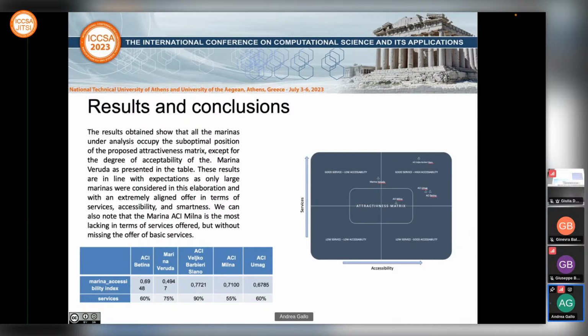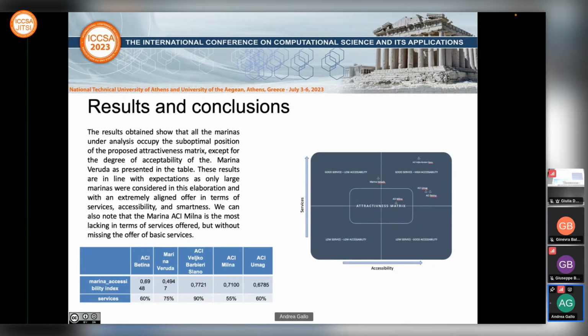Of course, the results I am presenting here show that there is not a huge difference between all these different marinas, but we have to consider that we took into analysis only big marinas belonging to the Aci marinas of Croatia. So in this case, we could consider that these were only big marinas with a huge range of services offered. For this reason, there is a lot of volatility between these different marinas, between one and another.